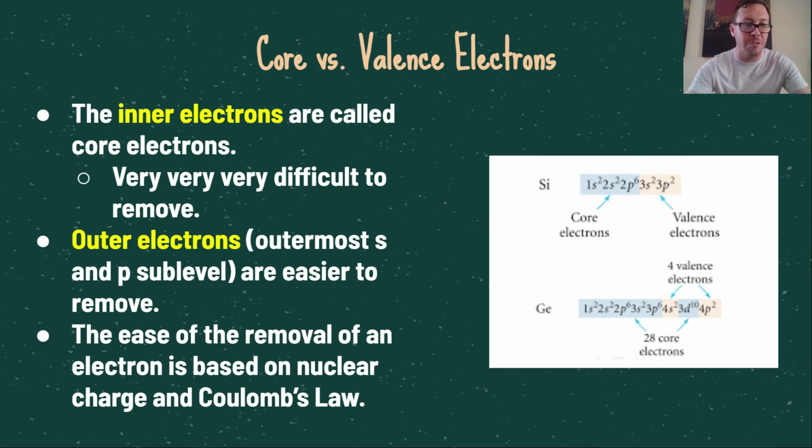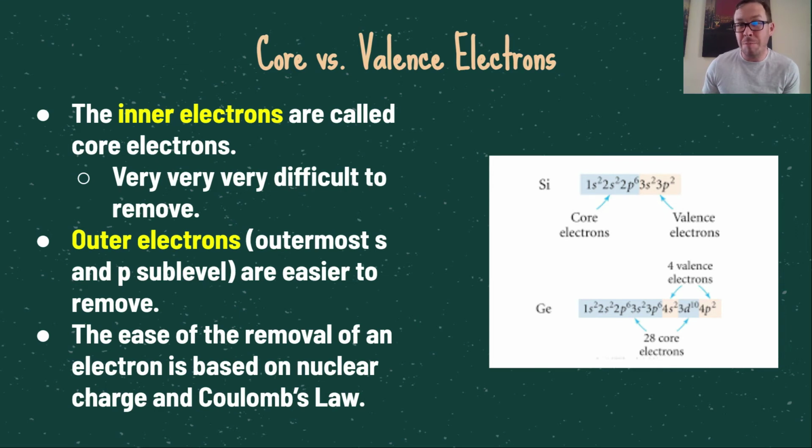Now, outer electrons are much easier to remove for a variety of reasons. First off, they're further away from the nucleus, and so as a result, they're going to experience less attraction to the nucleus and therefore are going to be much easier to remove.